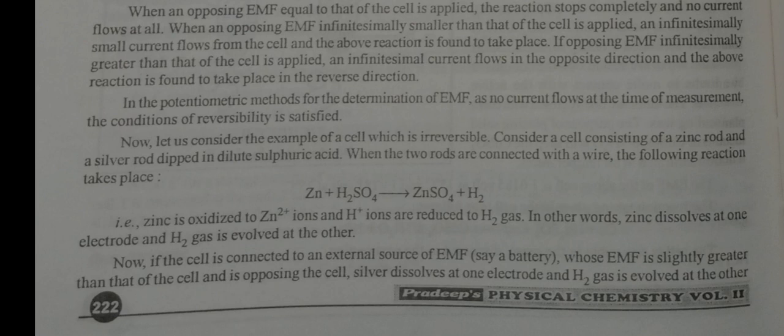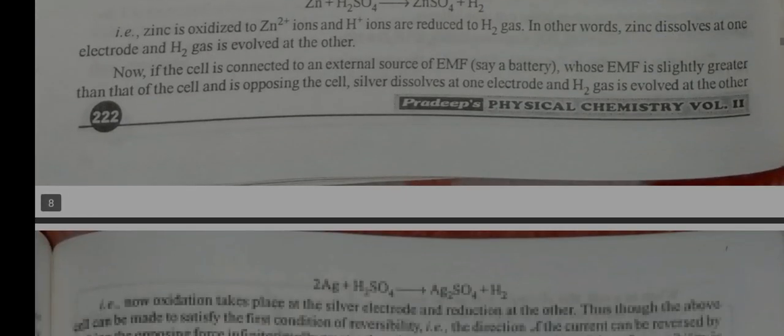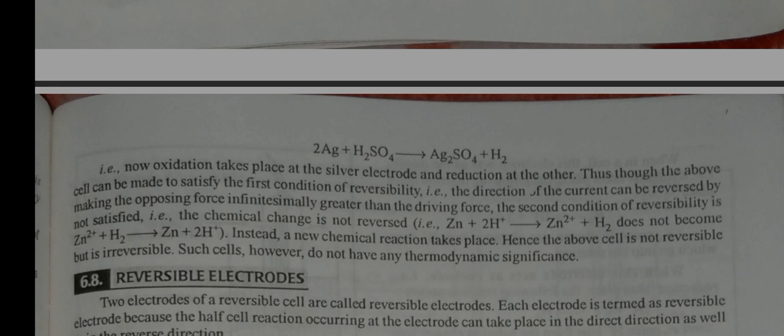Now the cell is connected to an external source of EMF, say a battery, whose EMF is slightly greater than that of the cell and is opposing the cell. Silver dissolves at one electrode and hydrogen gas is evolved at the other. That is, silver plus sulfuric acid gives silver sulfate plus hydrogen. Now, oxidation takes place at the silver electrode and reduction at the other. Thus, though the above cell can be made to satisfy the first condition of reversibility, that is, the direction of the current can be reversed by making the opposing force infinitesimally greater than the driving force, the second condition of reversibility is not satisfied.